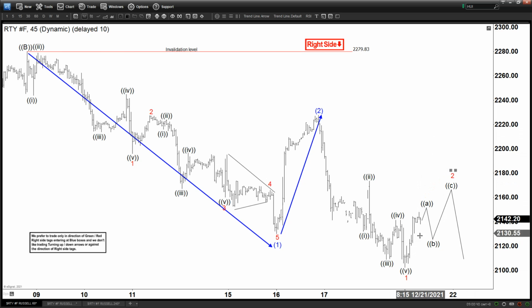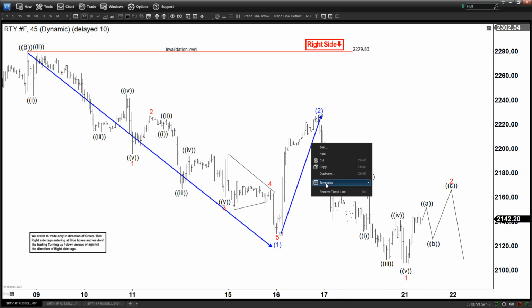So it doesn't really need to be exactly like what we are showing, but it looks quite reasonable to have something like this ABC here. This one does look a little bit of an impulse, so it's quite reasonable to think this is an A only, and then we can get a B and a C before the decline resumes to the downside.